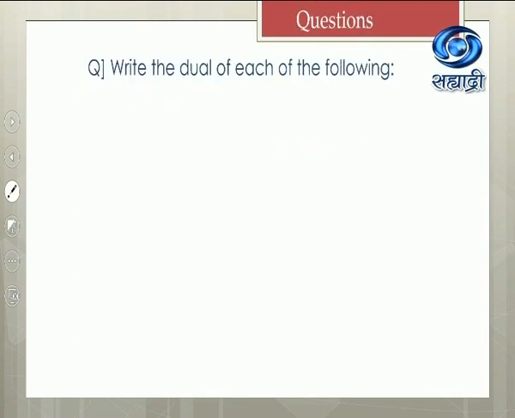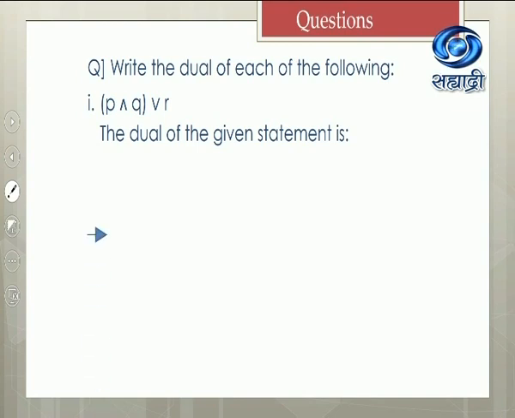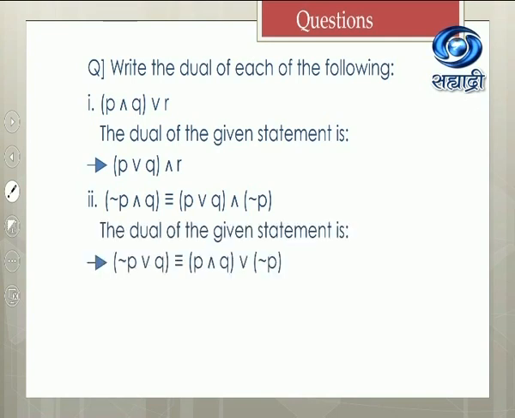Let us see some examples. Write the dual of each of the following. P and Q or R. So the dual of the given statement is P or Q and R. And is replaced by or, or is replaced by and. Negation of (P and Q) is equivalent to (P or Q) and negation P. So the dual of the given statement will be negation of (P or Q) is equivalent to (P and Q) or negation P. Negation we have kept as it is, conjunction becomes disjunction, and so we obtain the dual.